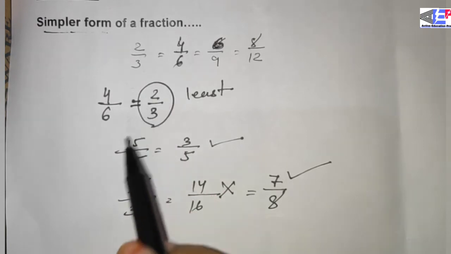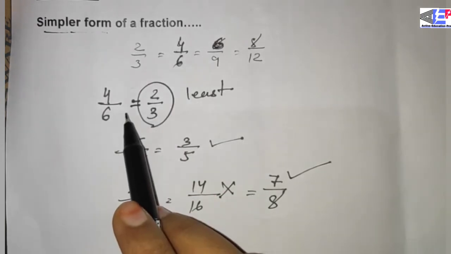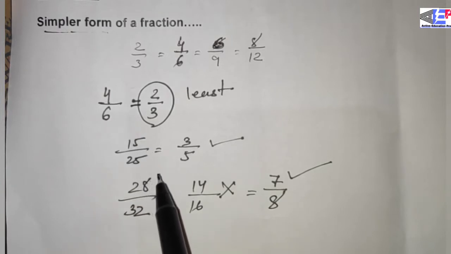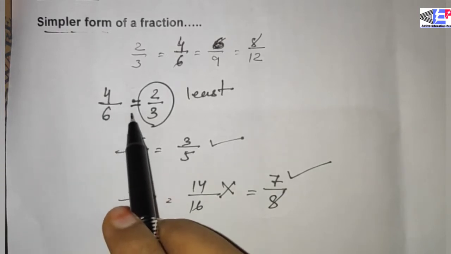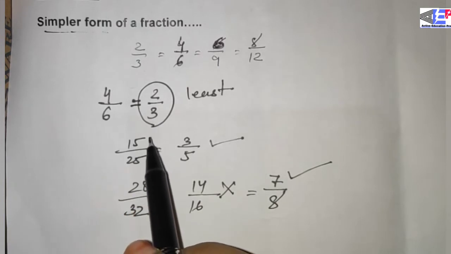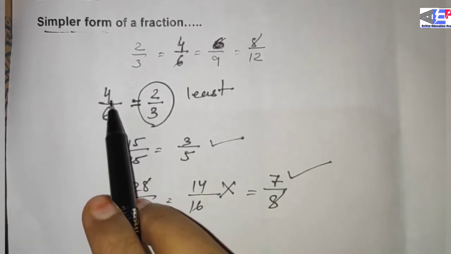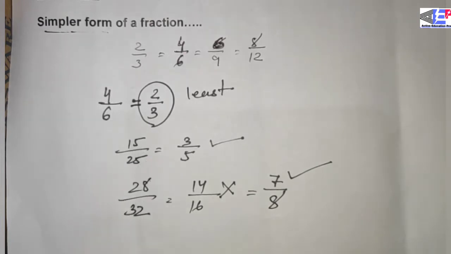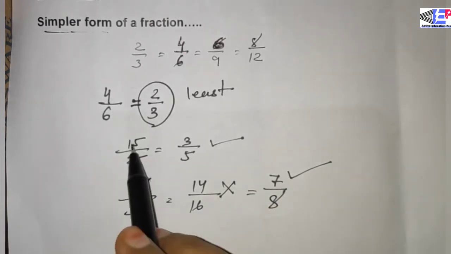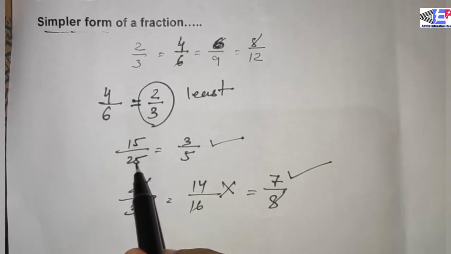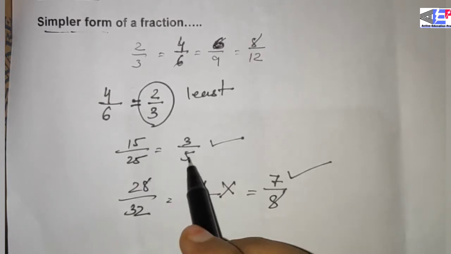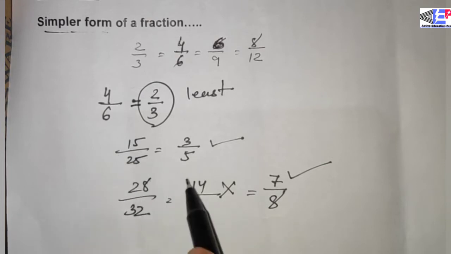numerator and denominator by the same number. Simpler form means you have to factorize and divide both numerator and denominator by the same number. So here 4 by 6 is equal to 2 by 3, and this 4 by 6 is cancelled by 2, because both the numerator and denominator are divisible by 2. Again the second example, 15 by 25, both are divisible by 5. It has 5 as its common factor, so cancel with 5. Then the least form of 15 by 25 is 3 by 5.